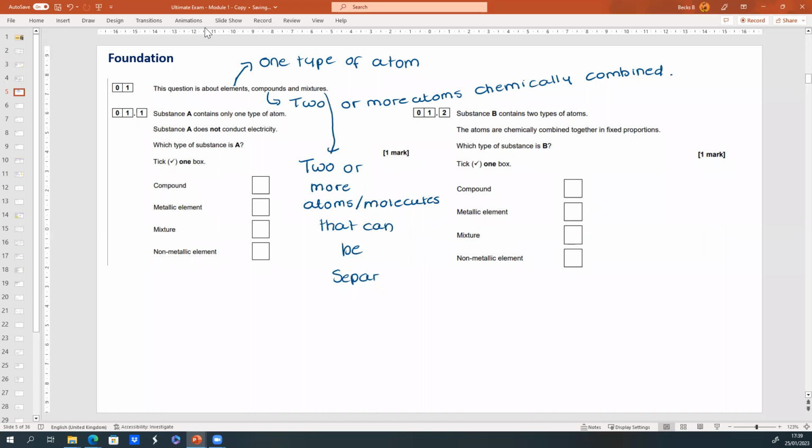Okay, so in this question it says substance A contains only one type of atom. Hopefully you should have that now that I've given you those definitions. Substance A does not conduct electricity. Which type of substance is A? Tick one box. And then the same here, but we've got a slightly different definition: contains two types of atoms and they are chemically combined. Which type of substance is B?